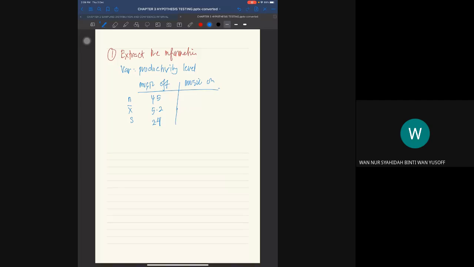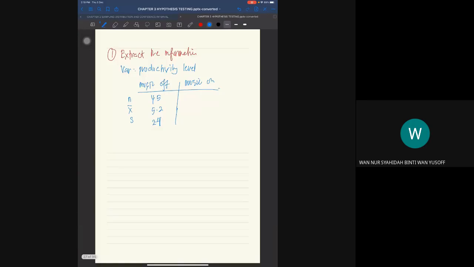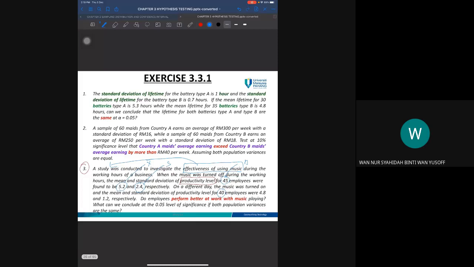Okay, and then for the music off, the mean and standard deviation of the productivity level for the 40 employees were 4.8 and 1.2. So 40 here, and 4.8 is X bar, 1.2 is S. So we have n, 40, we have X bar, we have the S, 4.8 and 1.2.